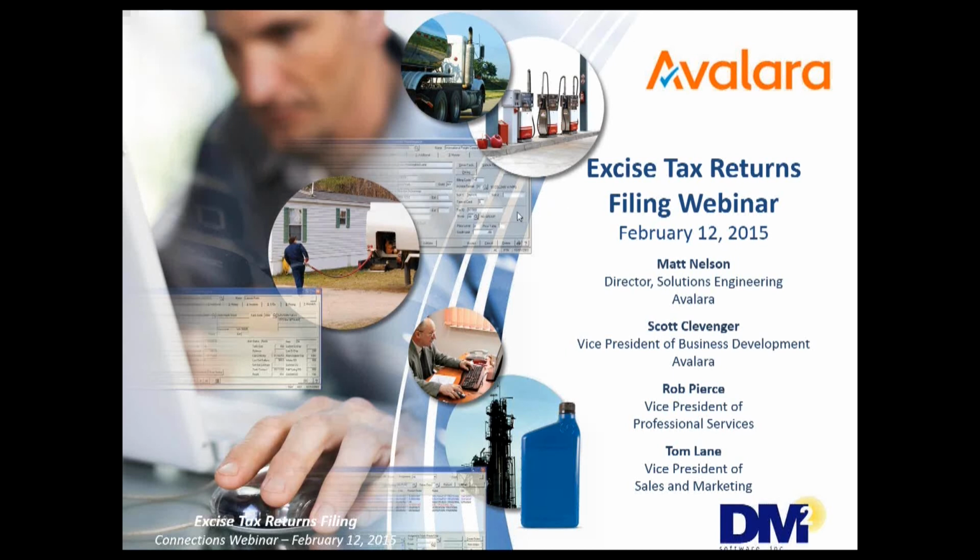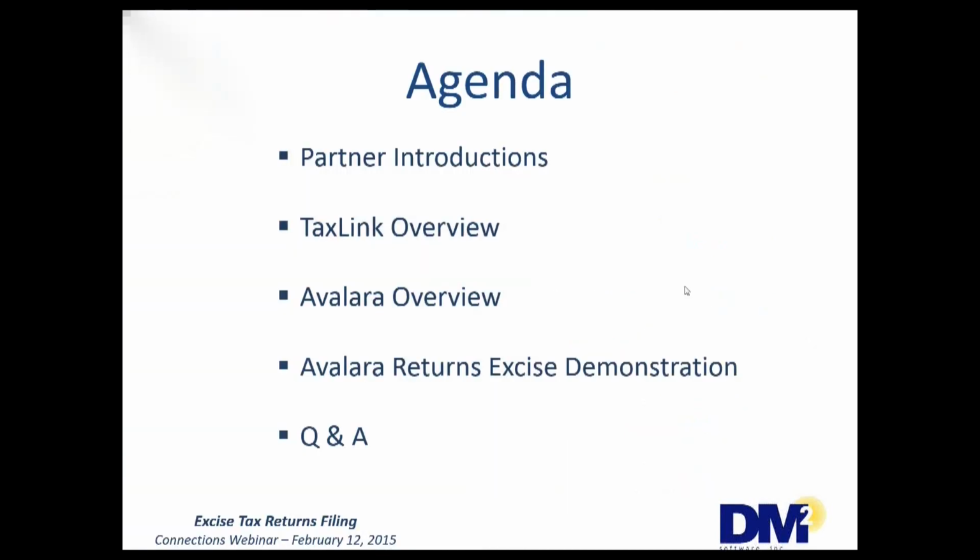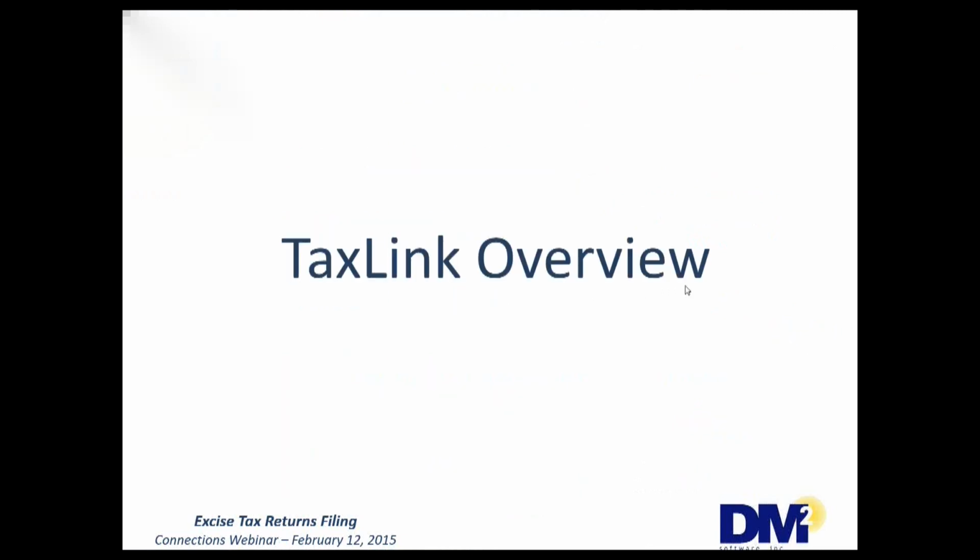Actually, we'll have a quick view of our agenda, so if you could advance the slide, Scott. Thank you. So we talked about the partner introductions there. Rob is going to start out talking about TaxLink. TaxLink is a standard feature in all DM2 systems. It's part of our Petroleum module, which is really the core of our system. So I'll let Rob go ahead and talk about the capabilities that TaxLink has.